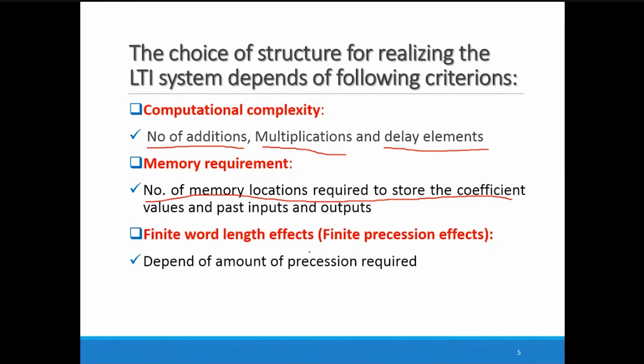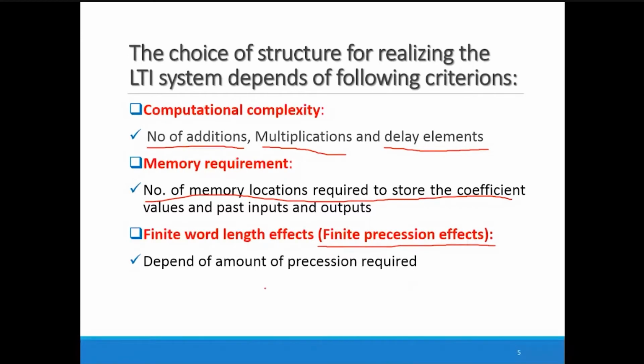Then finite word length effects, that is the finite precision effects. They depend on the amount of precision required. As you increase the precision, what happens? You require a higher word length. But if you reduce that, you get some errors due to that limitation. That is known as quantization or rounding error. That is known as a finite precision effect. We don't go for infinite precision; we have to limit our range of bits or length of the word. Due to that, whatever errors you get are known as finite precision effects.